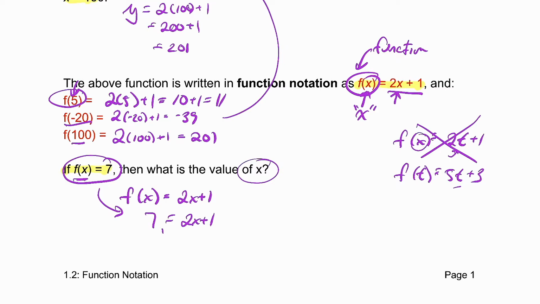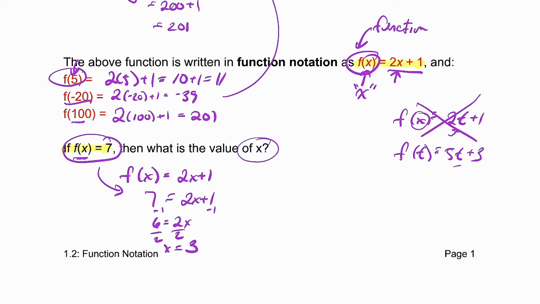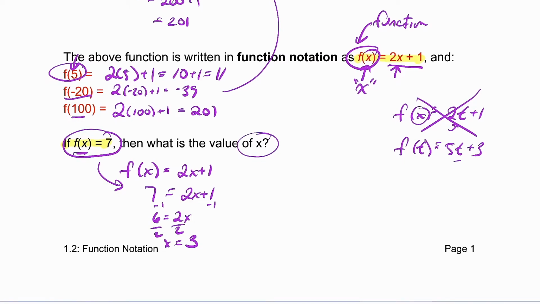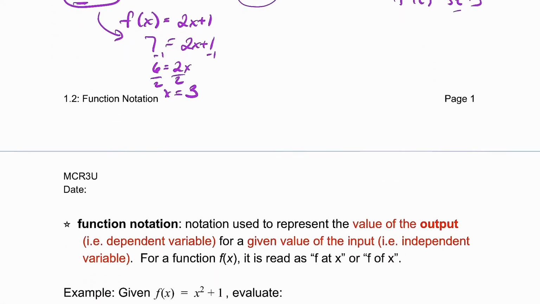So here we have a simple equation where we subtract 1 from both sides. So again, 6 is equal to 2x. And then finally, we determine that x is 3. And if we want to do a check of left side, right side, we could do that, or we just do that in our heads. 2 times 3 is 6. 6 plus 1 is 7. So f of x is 7 in that case. Okay, so that's all function notation is sort of really about.